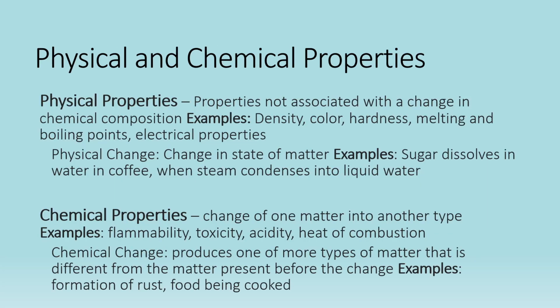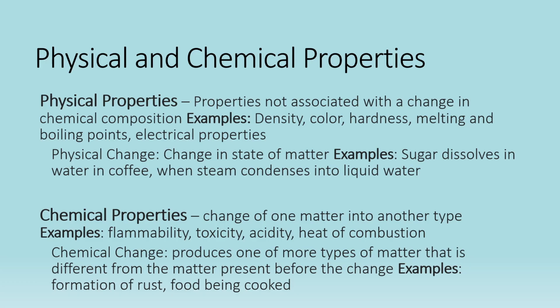I'll be talking about physical and chemical properties. Physical properties are properties not associated with a change in chemical composition. Examples include density, color, hardness, melting and boiling points, and electrical properties. Physical changes occur when there's a change in the state of matter. For example, when sugar dissolves in water in coffee, or when steam condenses into liquid water because it's going from a gas to a liquid.